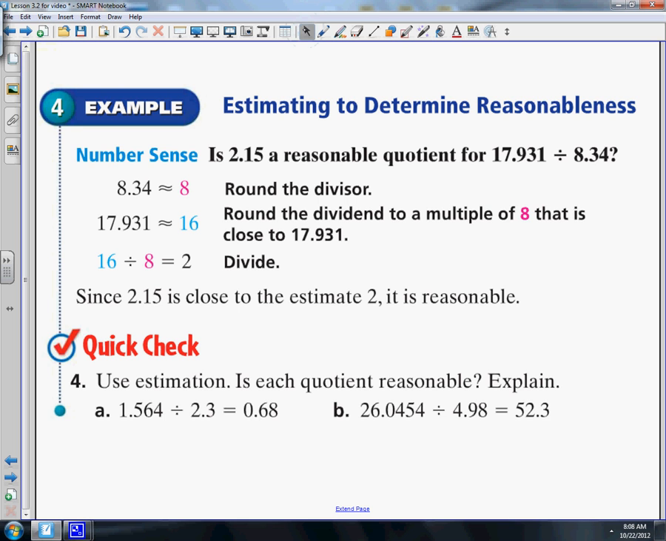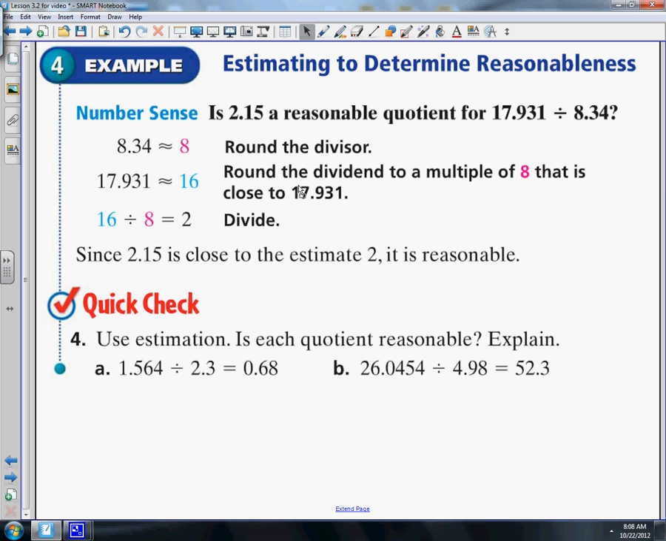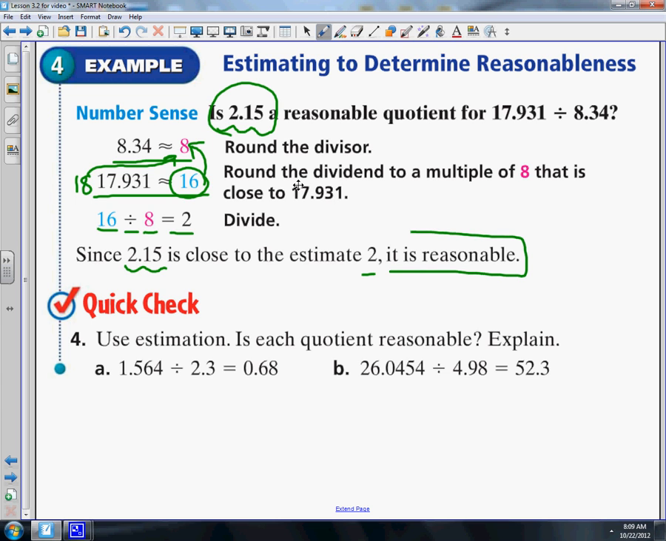Okay. Estimating to determine reasonableness. So, is 2.15 a reasonable quotient for 17.91 divided by 8.34? So, they want to know, does this make sense? Is this a reasonable answer to that problem? So what they did is they did 8.34 is 8. And 17.91 is 16. They rounded it down to 16 instead of 18 because 18 cannot be divided by 8, but 16 can. So they rounded it to a number that can be easily divided by 8. So 16 divided by 8 is 2. Since 2.15 is close to the estimate of 2, it is a reasonable answer.